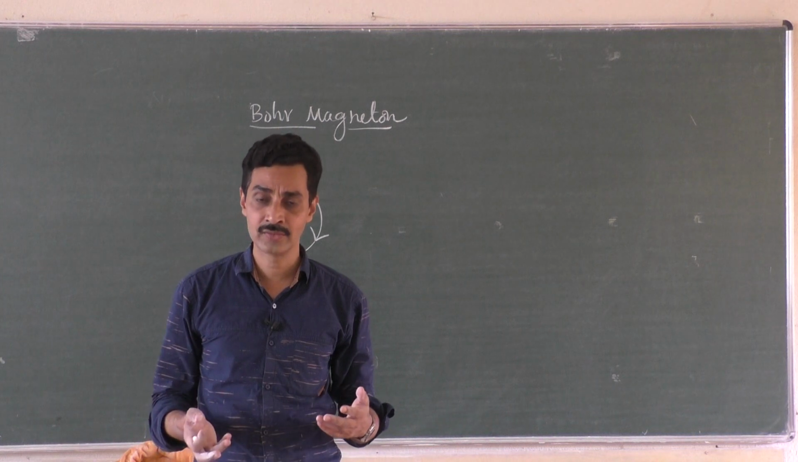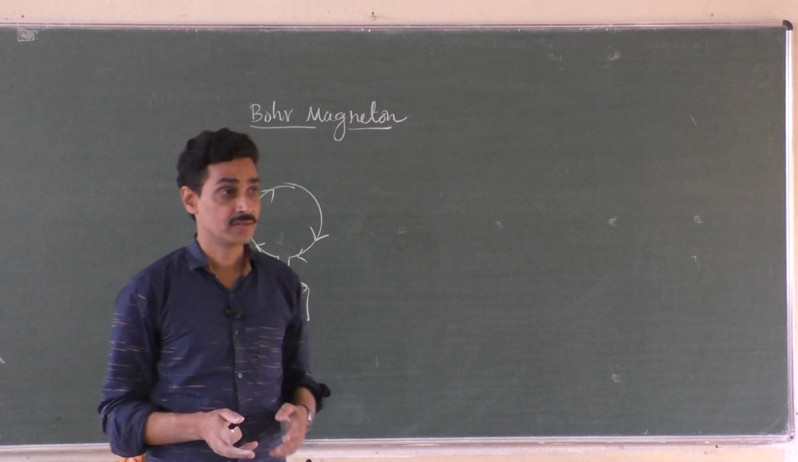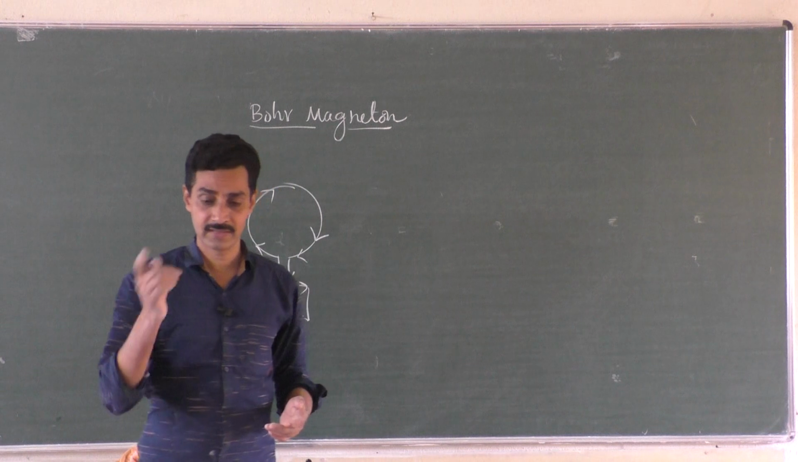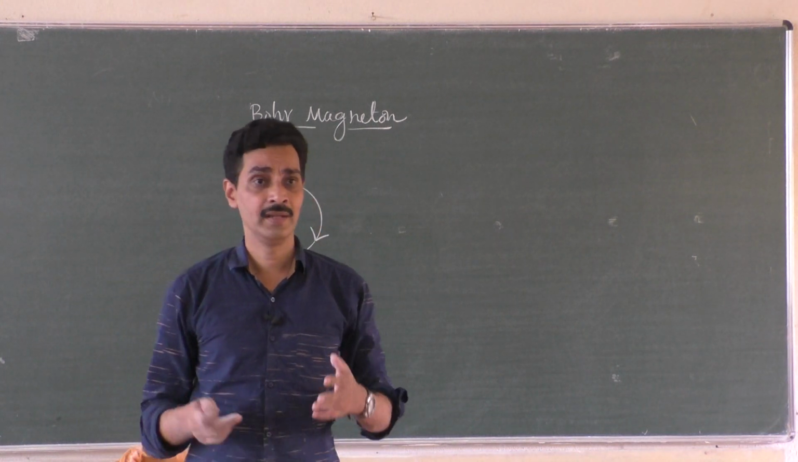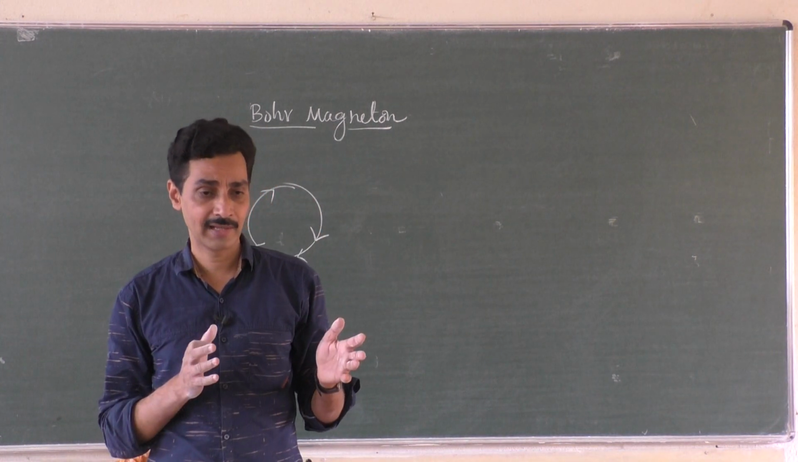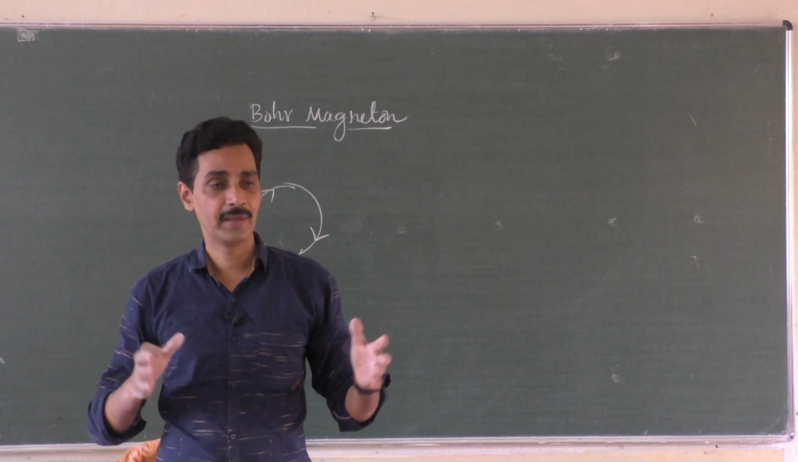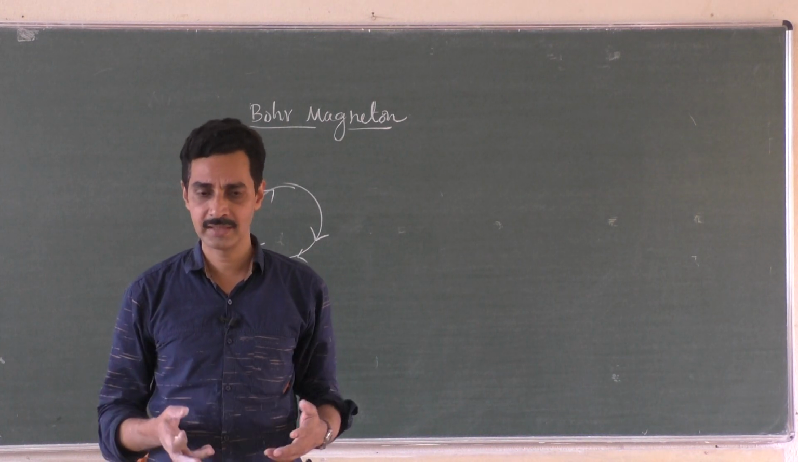So it need not have only a pipe, right? Electrons can move by themselves in a particular path, and they can be made to move in a particular direction, in a particular path, by applying a magnetic field and all. So you can make the electrons move.